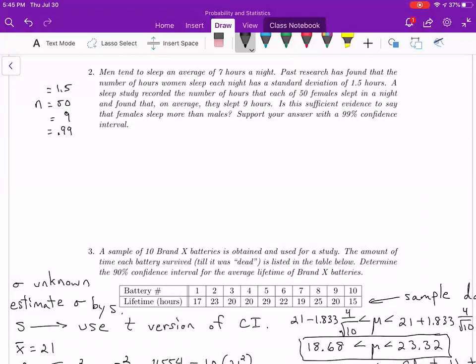Miku, do you happen to know why? What is it that cues you in to that being X bar and not mu? It said it was a sleep study with 50 females, so it's just a study. So it's a study, and that 9 is the average of the sample. I think that's essentially what you're saying, which is perfect. That's how you should be thinking.